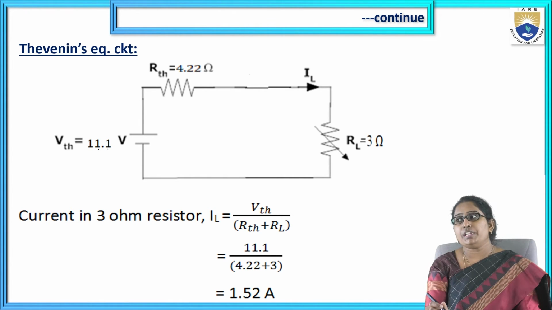The problem given was to calculate the current flowing in the 3 ohm resistor using Thevenin's theorem. So this is how we find the current in a particular element using Thevenin's theorem, in 3 steps. First step, calculate RTH. Second step, calculate VTH. And third step, draw the equivalent circuit, and from the equivalent circuit, calculate the current.